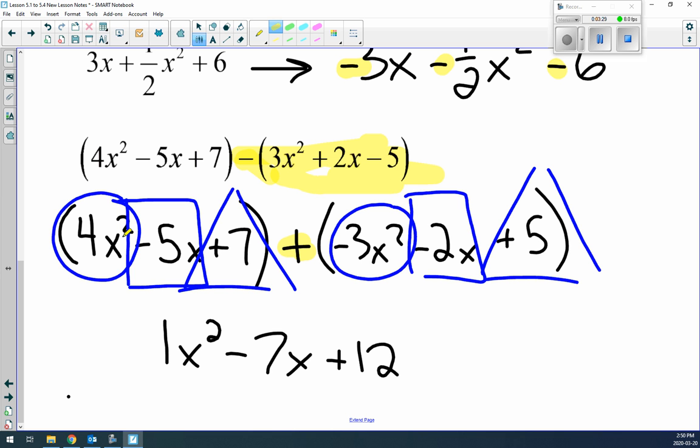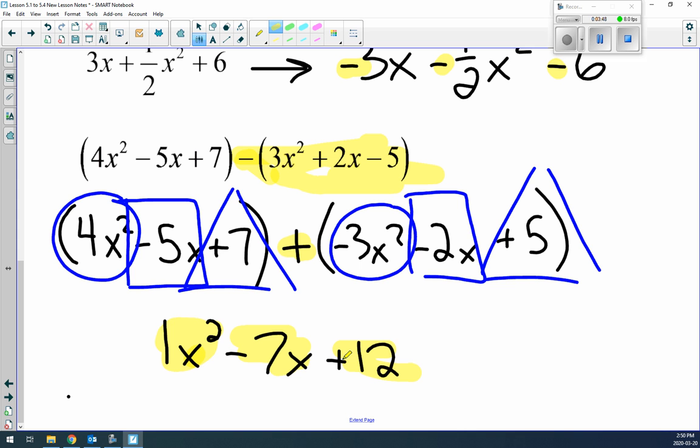Again, descending order, so 4x squared plus negative 3x squared, or 4 minus 3, which is your 1x squared right there. Your negative 5x minus your 2x, or negative 5x plus negative 2x, is negative 7x. And your positive 7 plus your positive 5 is your positive 12.